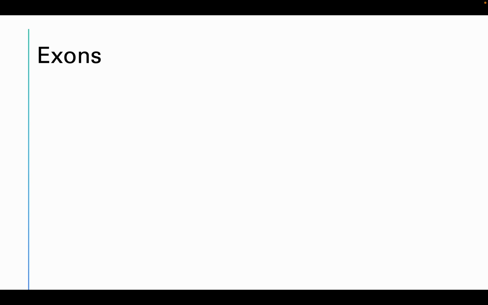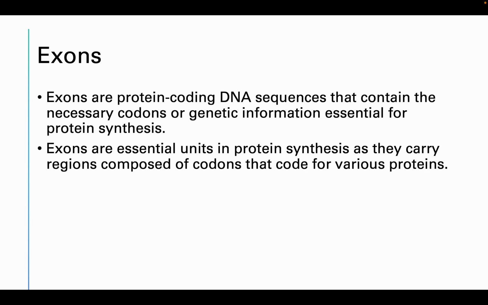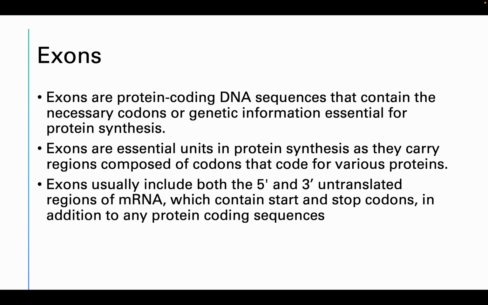And then what are exons? Exons are the protein coding sequences, essential for protein synthesis. As you know, they are the unit of protein synthesis that can code for various proteins. Exons also include some portions of the 5' and 3' untranslated regions, which contain the start and stop codons in addition to the protein coding sequence.